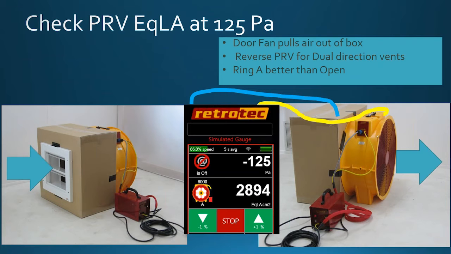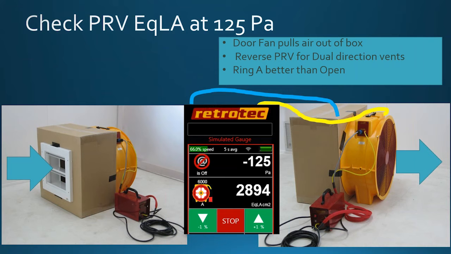So we've gone back to the slide here when we're testing the vent. We always want to suck air out of the box with our door fan blower. We don't want to blast air into the box because the velocity pressure will tend to open the vent just due to the mass flow that you're throwing at the vent. So you always want to do it under a negative pressure. In the case of a dual acting vent, we'll depressurize the box.